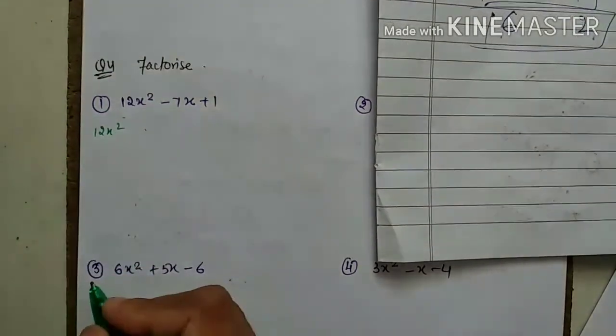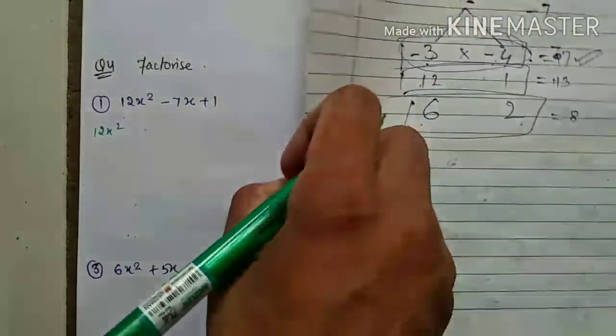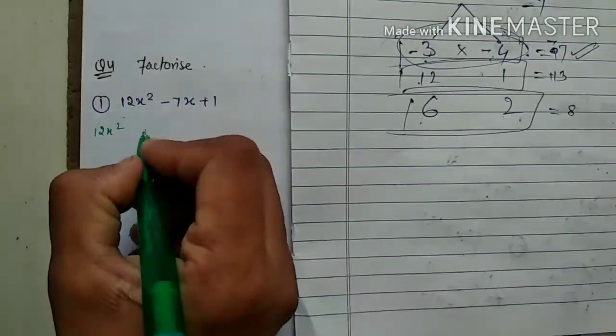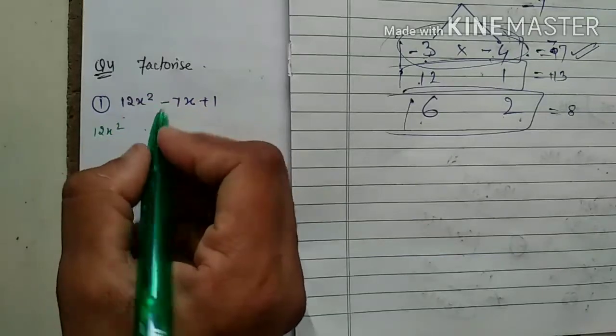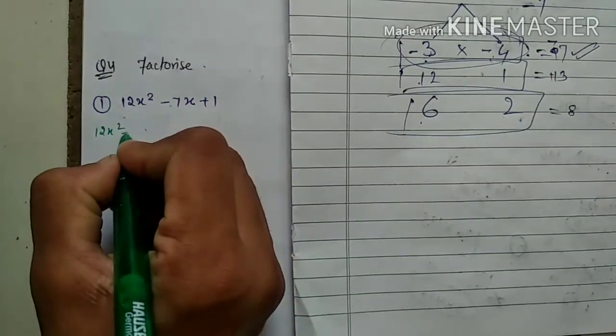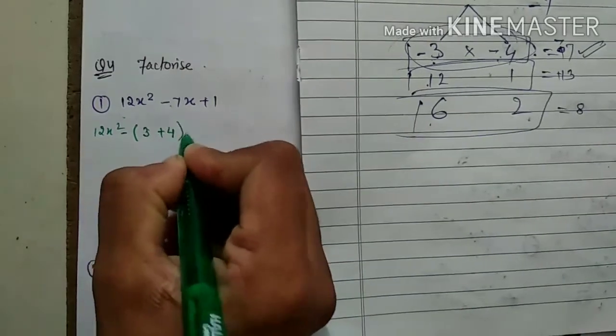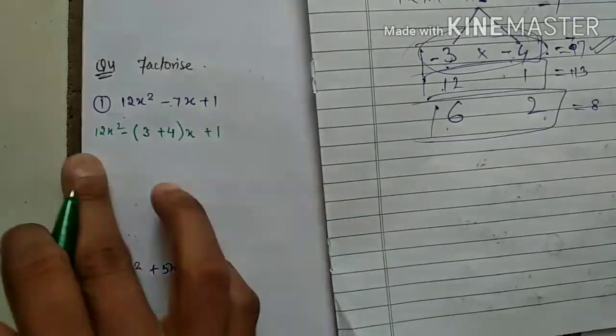12x square as it is, correct. This 7 I can write as what? 3 and 4, correct or not? So I am writing here, or you can write minus, you can take as a common from here. So what will you write? Minus 3 plus 4 into x plus 1, correct or not?